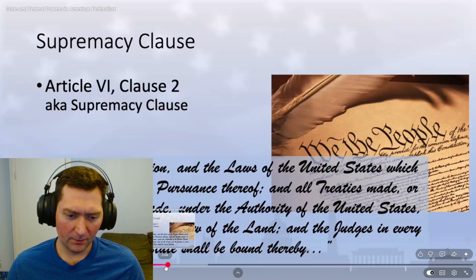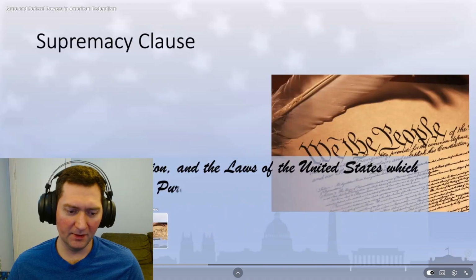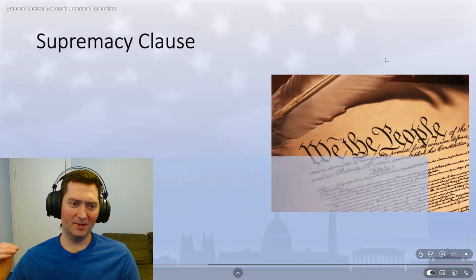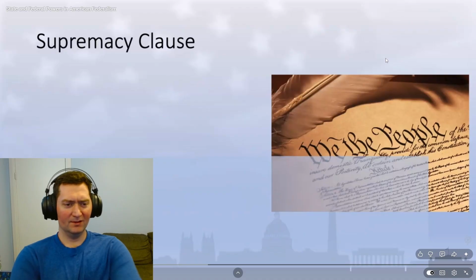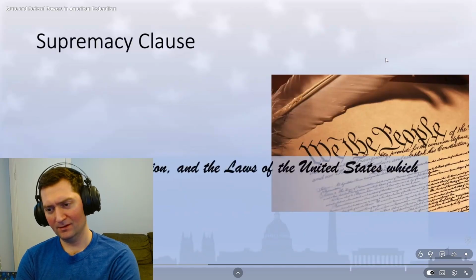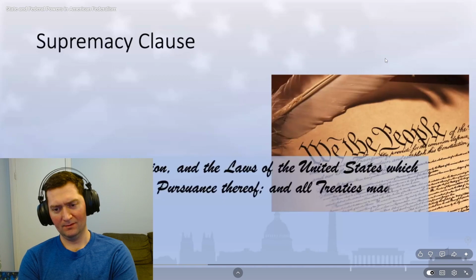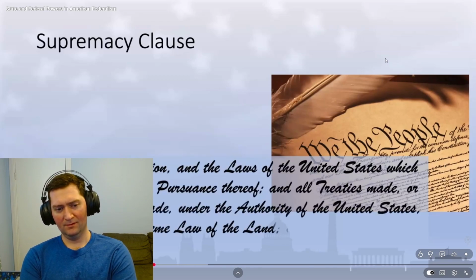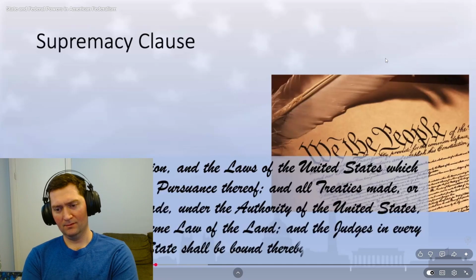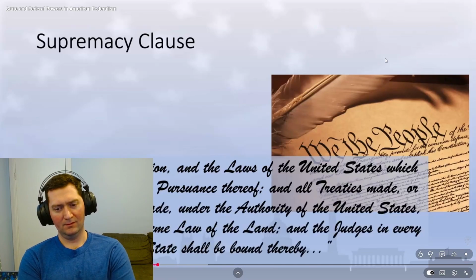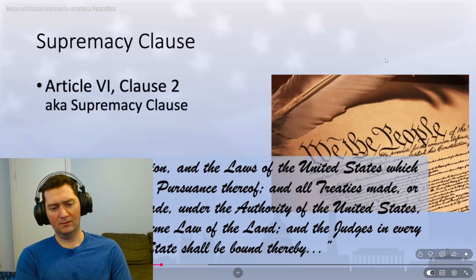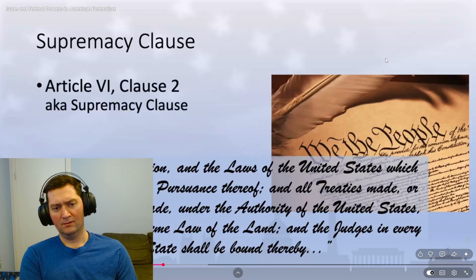Okay. Let me hear that one again. Clause 2 of the Constitution provides that this Constitution and the laws of the United States which shall be made in pursuance thereof, and all treaties made or which shall be made under the authority of the United States, shall be the supreme law of the land, and the judges in every state shall be bound thereby. This is often referred to as the Supremacy Clause. It's intended to ensure that federal law takes precedence over conflicting state laws.